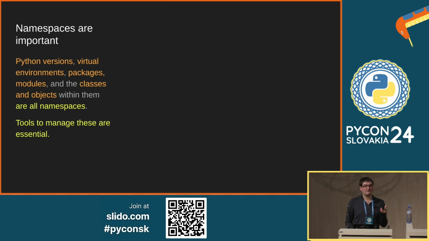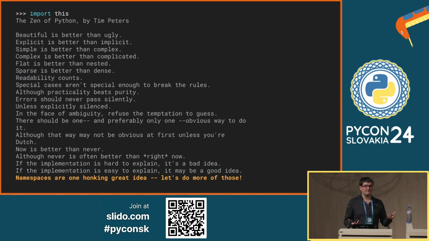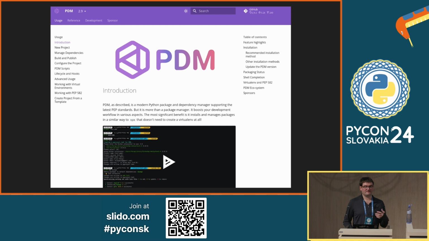Namespaces are really important. In Python, essentially, that's pretty much all that most of our individual objects are. Virtual environments as a namespace, a Python version as a namespace, packages and modules, they're all just namespaces, as are classes, objects, and even that strange type, the namespace, inside of the standard library that you can use sometimes as well. So having tools that manage all of this is really important. And thinking about namespaces, it's worth remembering that if you look at the little Easter egg in Python, the Zen of Python, it does end with: namespaces are one honking great idea. Let's do more of them. And so that's why we have these managers.